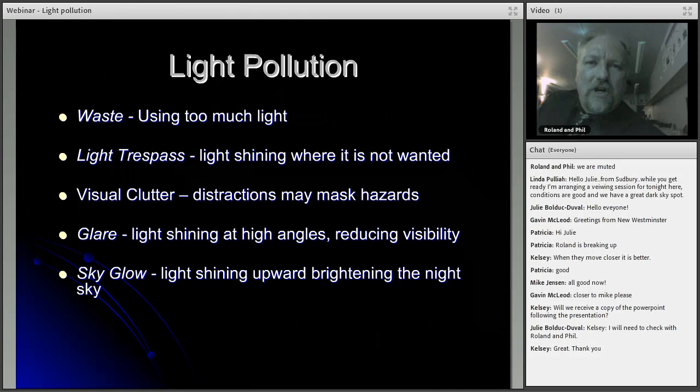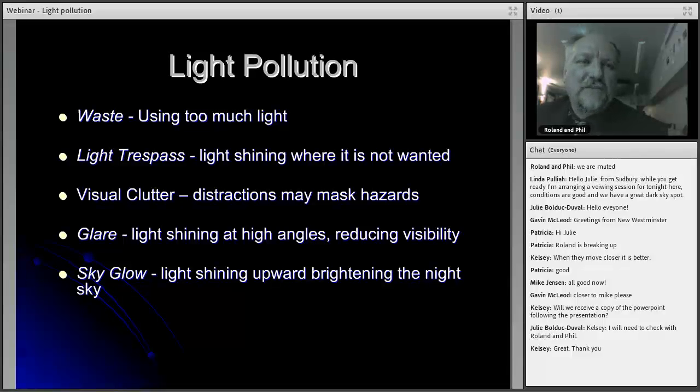So we want to redefine or broaden the definition of light pollution a little bit here. I think first and foremost, we have to underscore this. Light pollution is waste. Basically, you're using too much light. You're putting it in places where it's not necessary. You're probably using too bright of a light source. So for most people, we really want to bring this to the attention of the public.